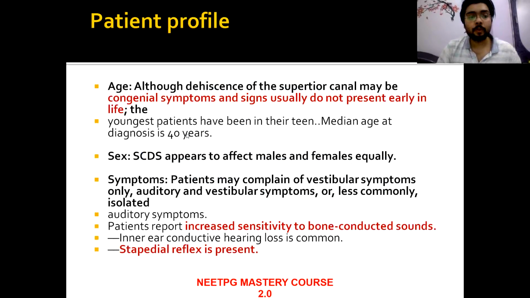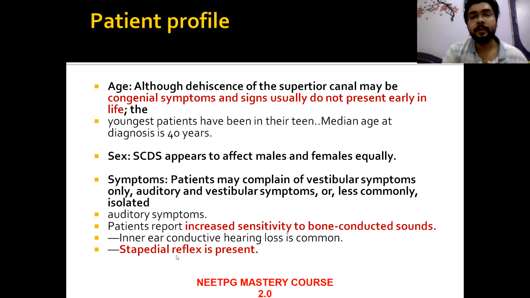Now some more points regarding this third window effect or superior semicircular canal dehiscence. It is basically congenital but may not present early in life. Males and females are equally affected, and basically the symptoms are vestibular, that is Tullio phenomena and oscillopsia; auditory symptoms are less. Another thing is that the stapedial reflex is present here.